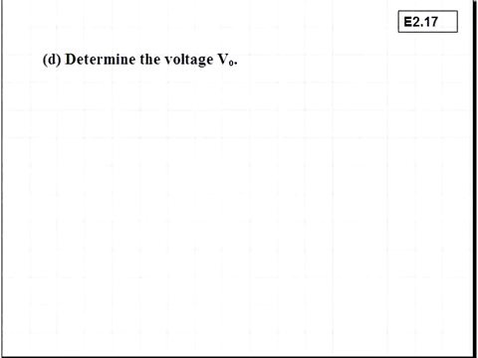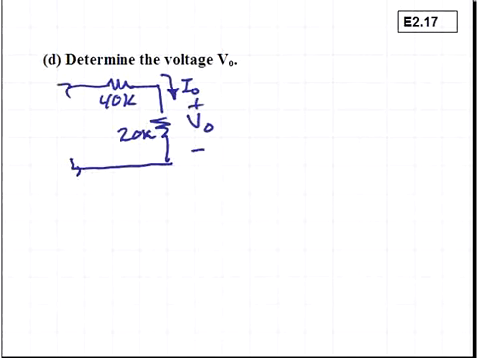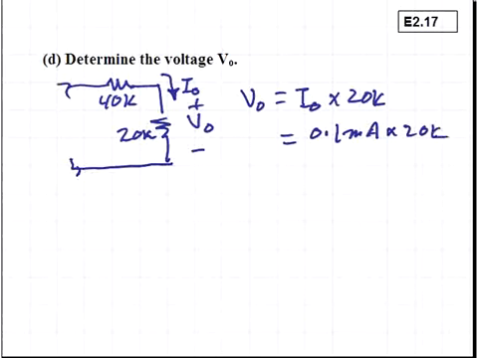And finally, we're in a position to calculate the desired voltage VO. The portion of the circuit is shown here. We have 40K, 20K, and that IO current flows down through the 20K resistor, and we are looking for the voltage across that resistor. So by Ohm's law, VO is equal to IO times 20K. That's equal to 0.1 milliamp times 20K, or VO is equal to 2 volts.